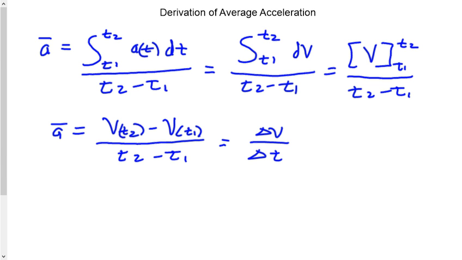And that equals our all-familiar equation from AP Physics 1: acceleration is the change in velocity over the change in time. So you see that we're following the same process from calculus that we used to derive our equation for average velocity, except now we're doing it for average acceleration.